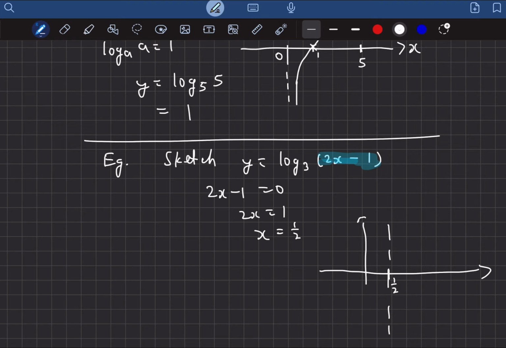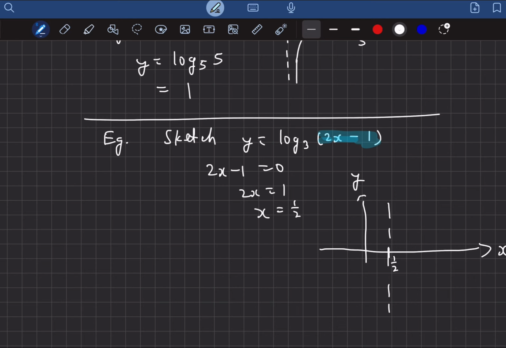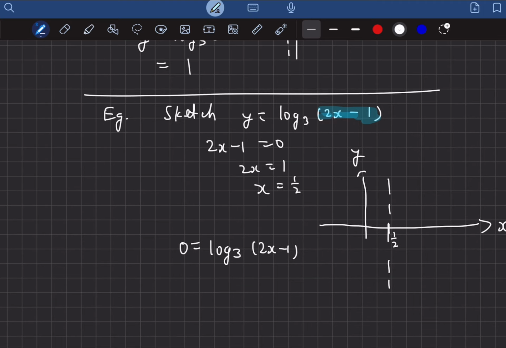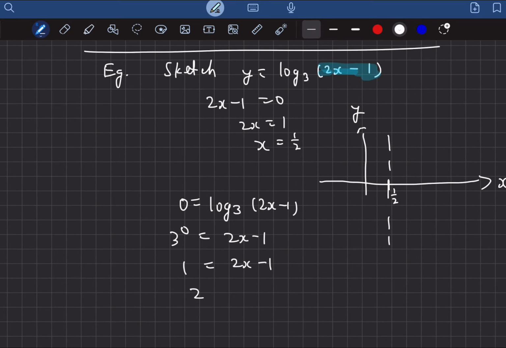After that we will find where the x-intercept is. So for the x-intercept, y equals 0. So 0 equals log base 3 of 2x minus 1. Changing log form to exponential form, I have 3 to the power 0 equals 2x minus 1. So 1 equals 2x minus 1, so 2 equals 2x, x equals 1. Which means that my 1 is here. So there's a cross here.